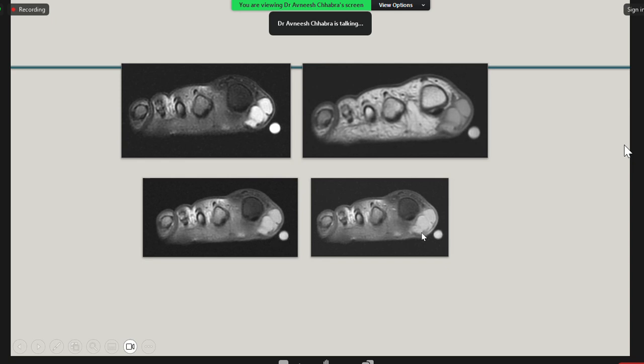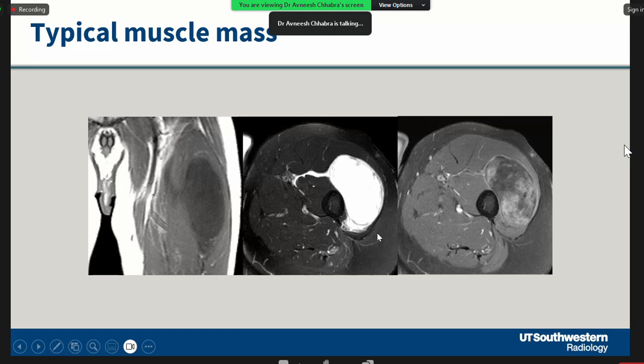So in this case, if I just showed you this, you'd say enhancing tumor. It's actually not enhancing. This is adventitial bursitis. It just gets bright on the pre-contrast. So you've got to do pre in MSK whenever you do post, unlike neuro, where sometimes you skip the pre ones.